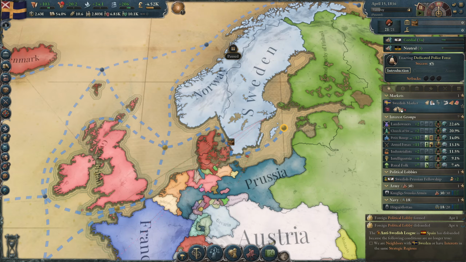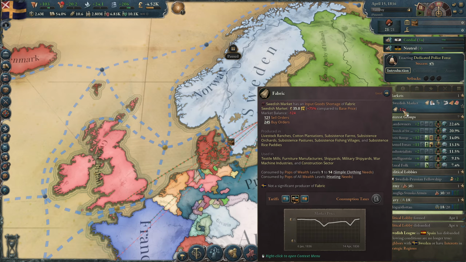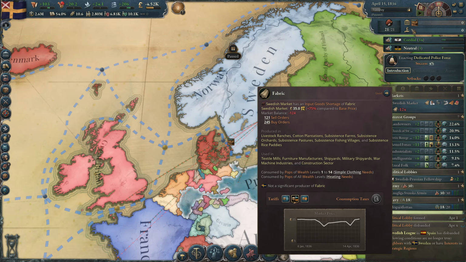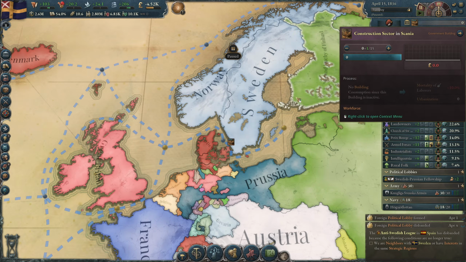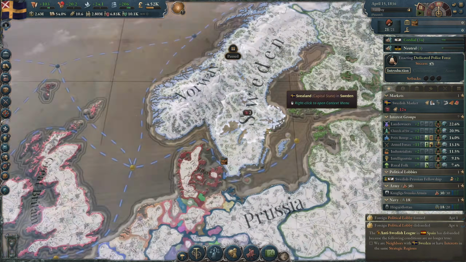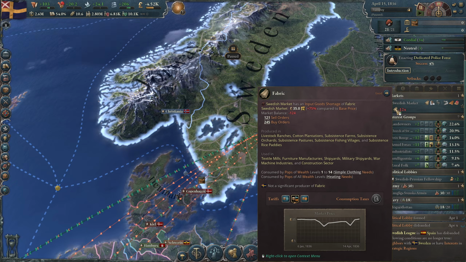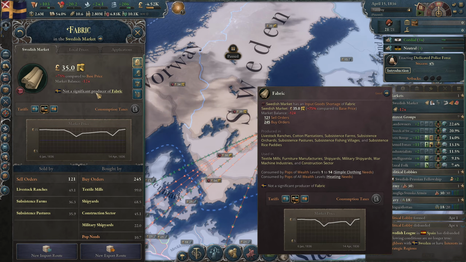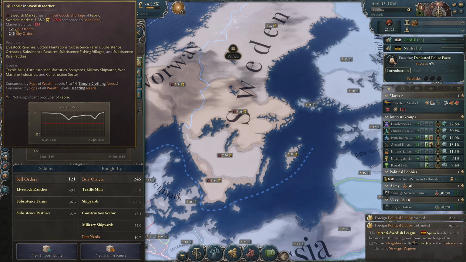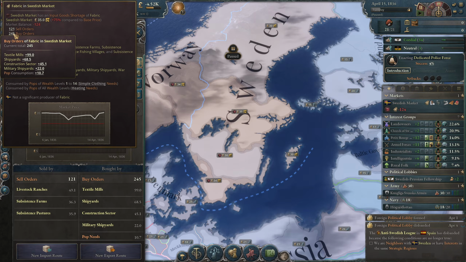This screen also gives you good information about your problems. As you can see, we have a fabric problem, because we are having so much construction sectors. They all need cloth and we don't produce that. Is there something we can do about that? Well, you can click on the good. And then hover over here and you can see we are having only 121 and we need 245.